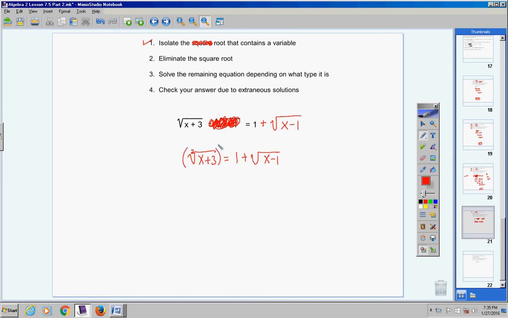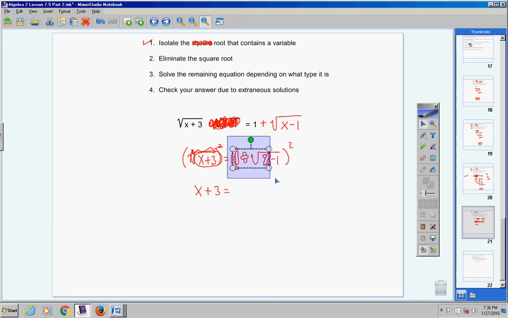Hold the horses for a second. If we square one side, we've got to square the other side. Alright? Now, if I square a square root, I'm left with the radicand. Everybody see that okay? That's easy. Here's the killer part right here. Now watch, this is where it gets really tough.